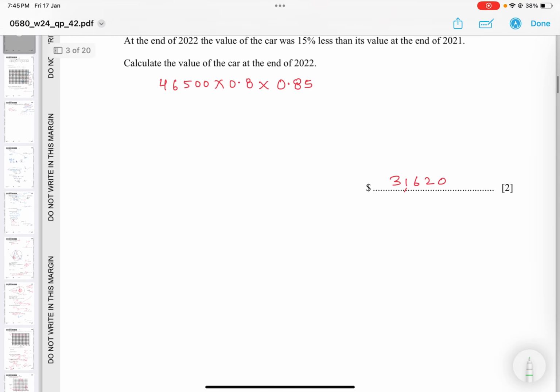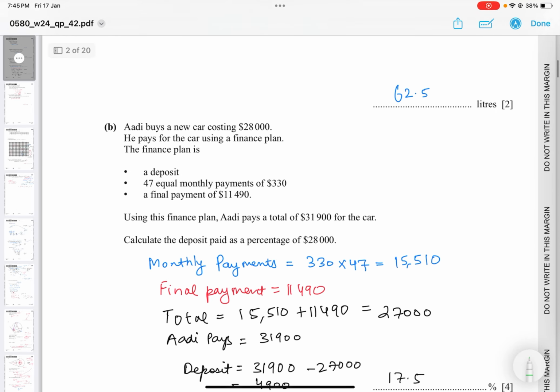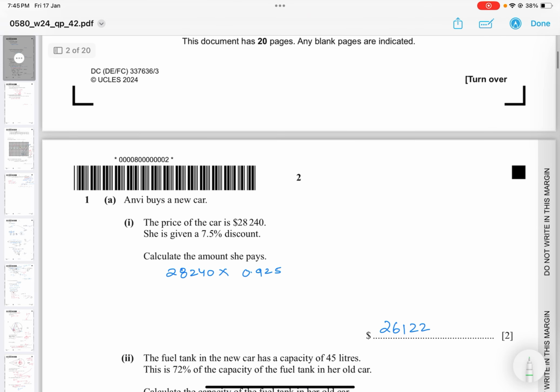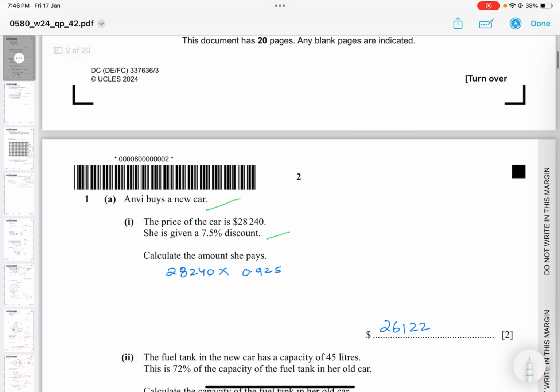Let us move on to the last but not the least. Apni buys a new car, price is given like this. Calculate the amount she pays. I will show you a rule of multiplier. So total we have 100%, right? Subtract 7.5 from it. That will result in 92.5. Okay, then this 92.5% is remaining, right?